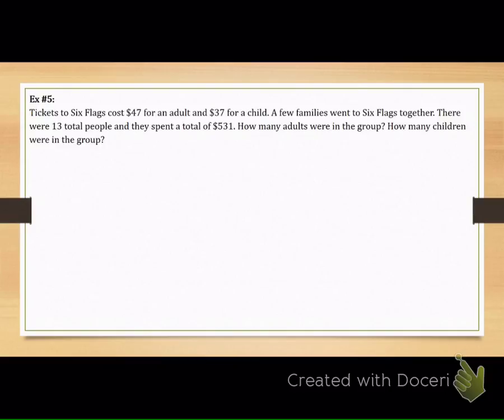Tickets to Six Flags cost $47 for an adult and $37 for a child. A few families went to Six Flags together. There were a total of 13 people, and they spent a total of $531. How many adults were in the group, and how many children were in the group? Define my variables, Jordan. Define the variables.